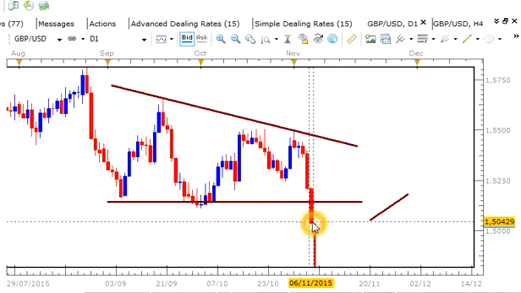So we're going to wait to see what the market presents in terms of a trading opportunity, and as long as it conforms to the rules that we set out for this type of trading opportunity, then we should be able to capture several hundred pips.